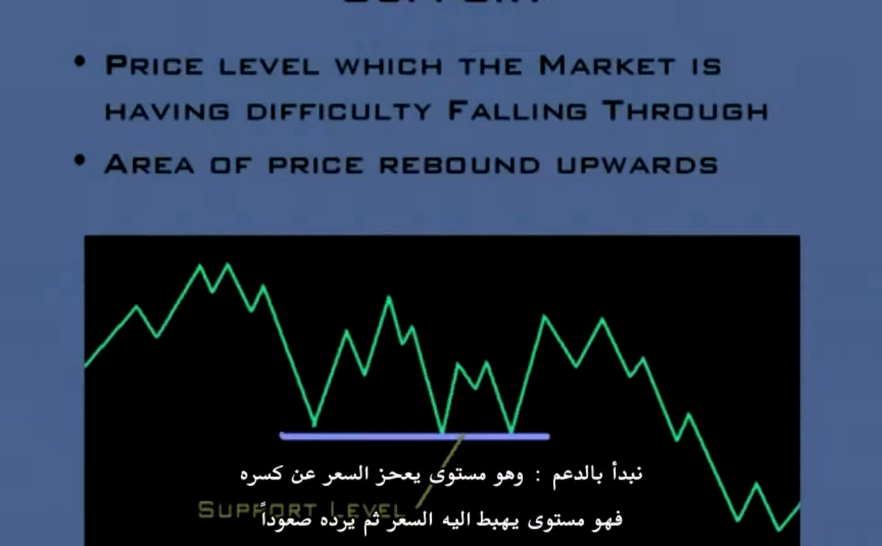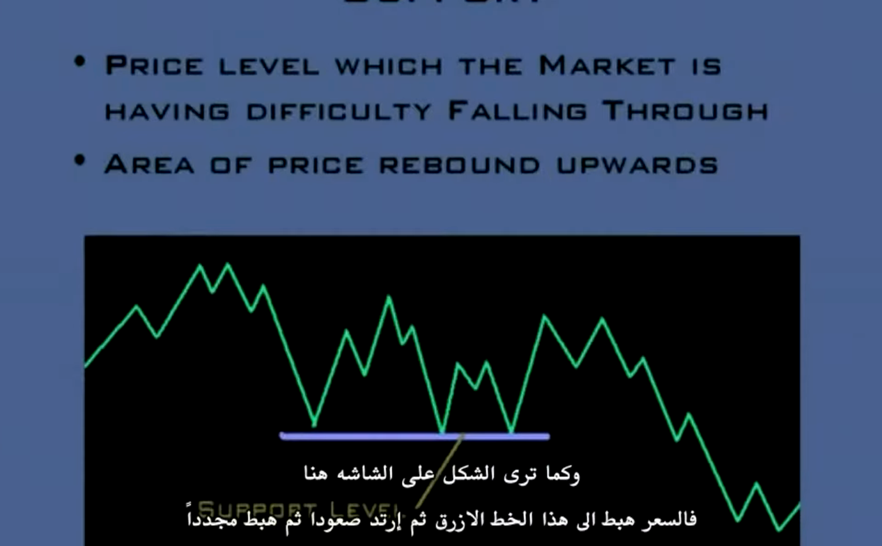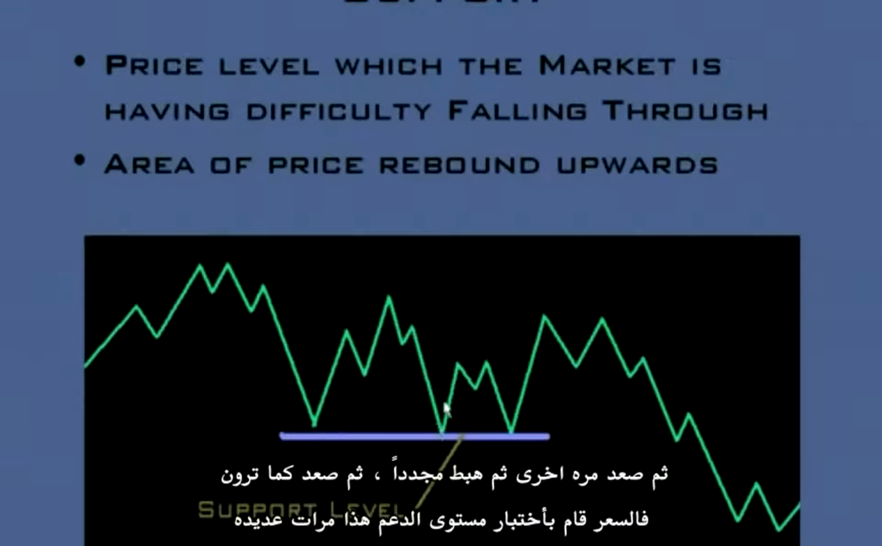To start with support, it's a pretty simple concept. Support is just a price level which the market is having difficulty falling through. It's an area which price is dropping down to and then coming back up from. As you can see from the little illustration on the screen here, the price is dropping to this blue bar and rebounding back up, and dropping back down to it, and rebounding back up, and dropping back down, and coming back up once again.